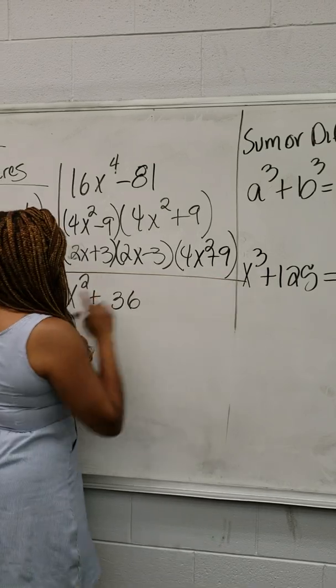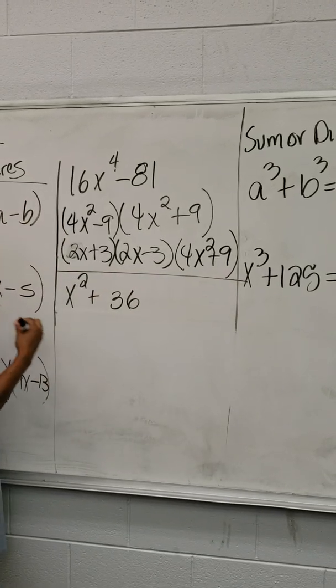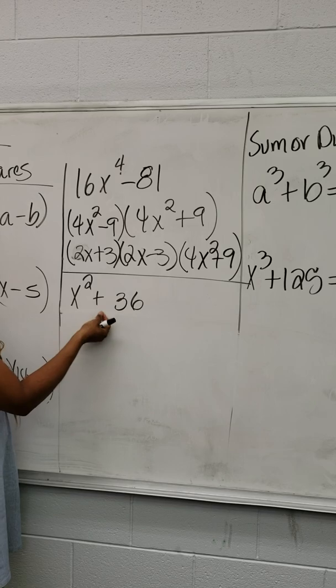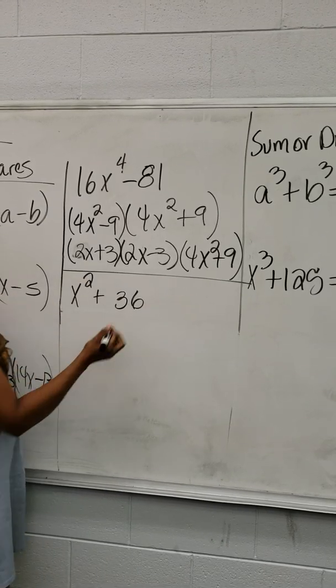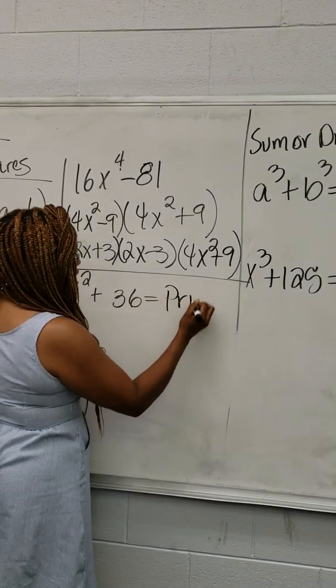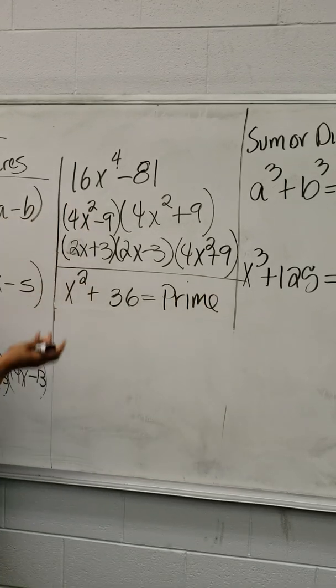Now, if I finish this off, by my own rule, what did I just say? We have x squared plus 36. So can I factor this? No, we would consider this to be prime or irreducible.